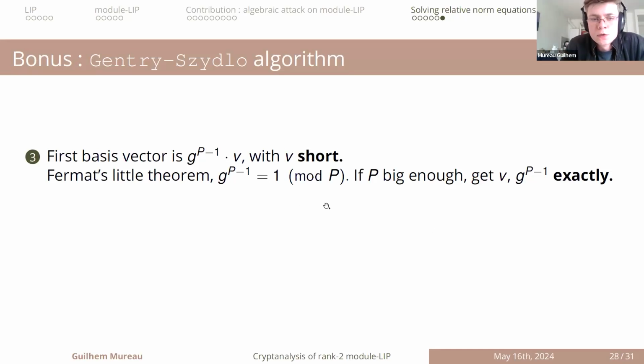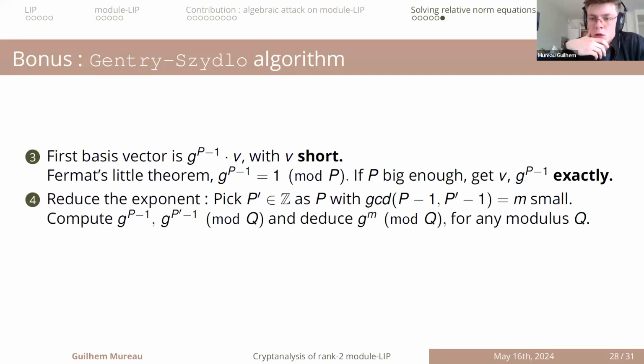By Fermat's little theorem, you know that g to the p-1 is equal to 1 mod p. And so if p is big enough, you will get v by taking the first vector mod p. And so you know exactly g to the p-1.